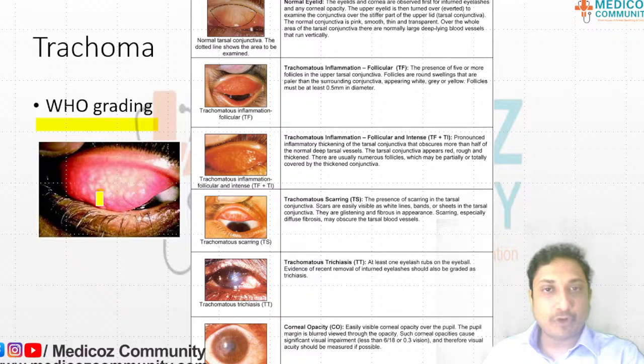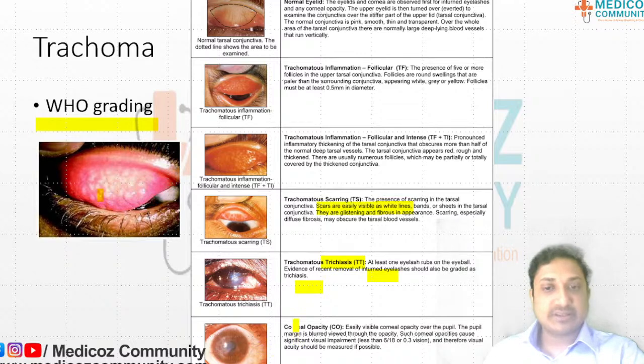These are very big follicles, not the small follicles. They have pronounced inflammatory thickening of the tarsal conjunctiva, and deep tarsal vessels can be involved; it appears very red, very rough, very thickened. There are numerous follicles which then go to the scarring stage. In the scarring stage, the scars can be easily seen as white lines, bands or sheets. Then you can see the stage of trichiasis, where even one eyelash rubs on the eyeball, and evidence of recent removal of eyelashes can also be graded as trichiasis.